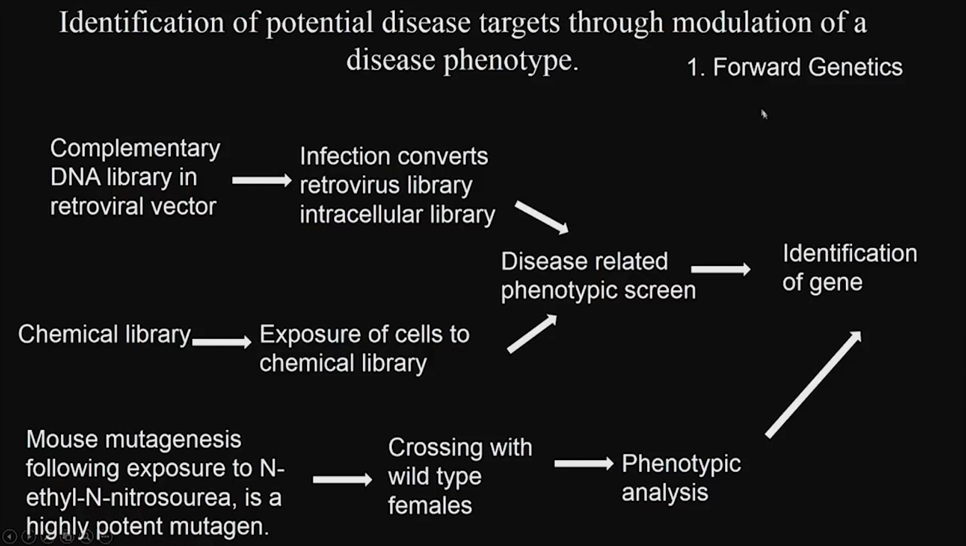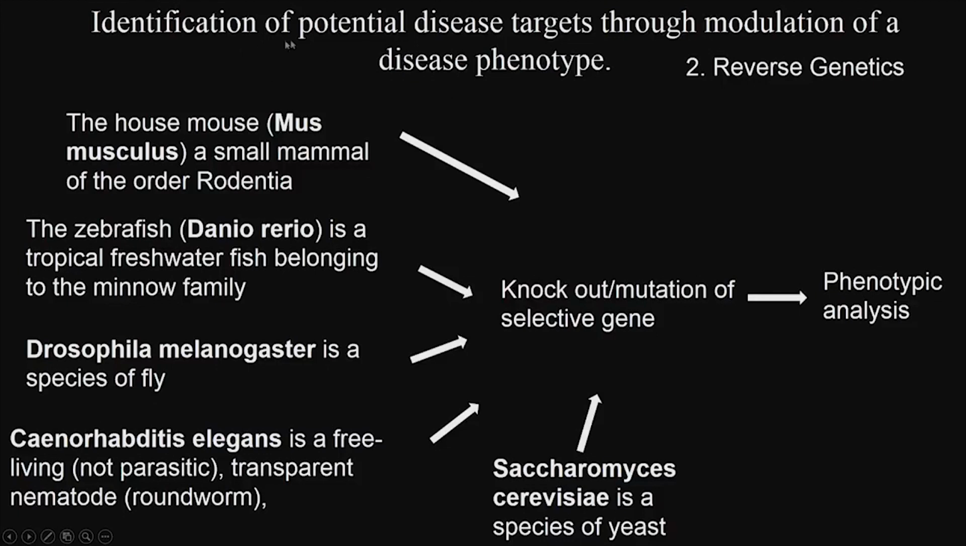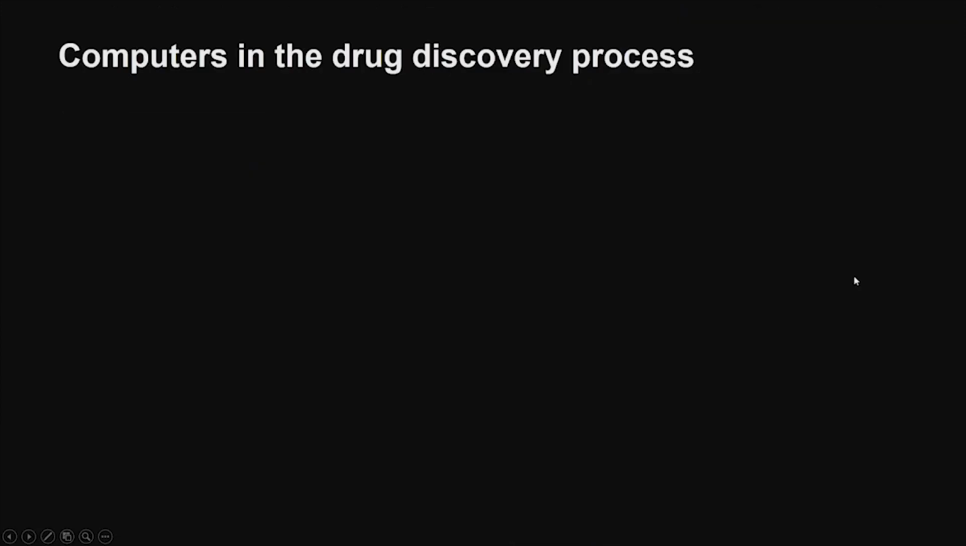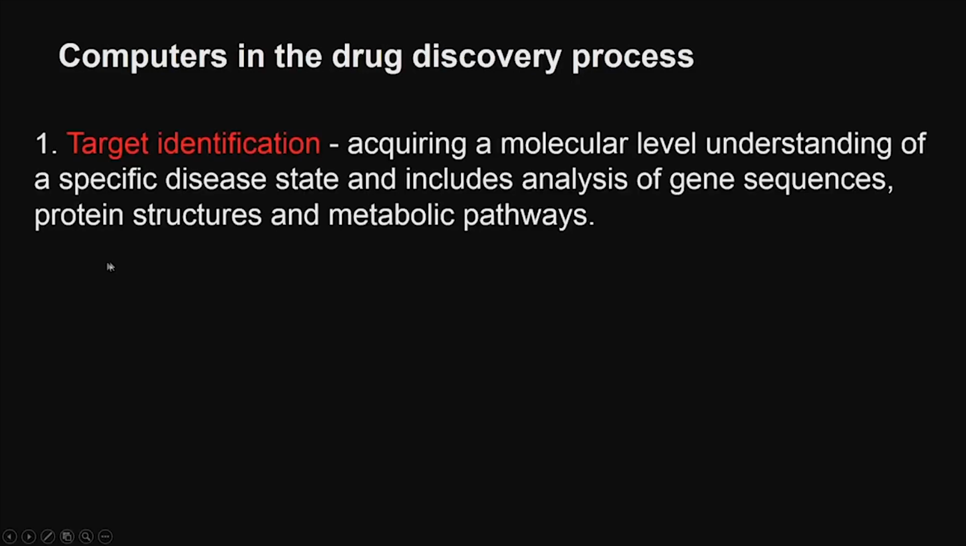So, there are different approaches. One is called the forward genetic approach, the other is called the reverse genetic approach, for identifying potential disease targets through the modulation of a disease phenotype. This is also a long winding approach. As you can see, you can test it out on small mammals, zebrafish, Drosophila, C. elegans, yeast, Saccharomyces, and get the phenotypic analysis done. Computers can be widely used in drug discovery, as we are going to learn in the next set of lectures.